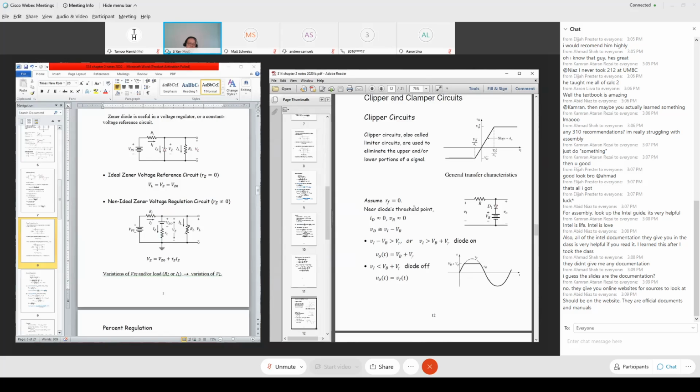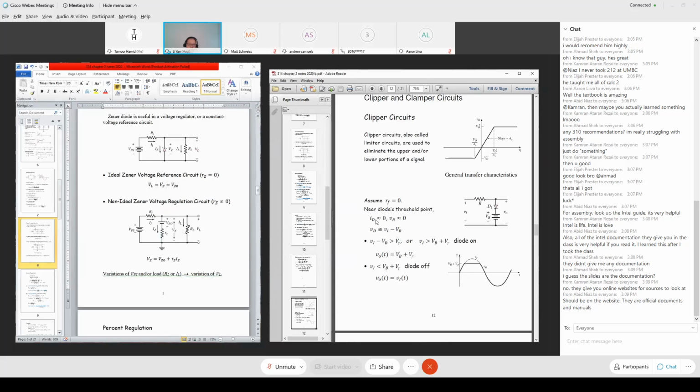In this analysis, as we said, from here on we always use the piecewise linear model. And to simplify further, we say that the forward resistance under turn-on condition is RF equal to 0. RF equal to 0. And I mentioned before, in the piecewise linear model, when you're near the diode's threshold point, diode current is 0, or almost 0.